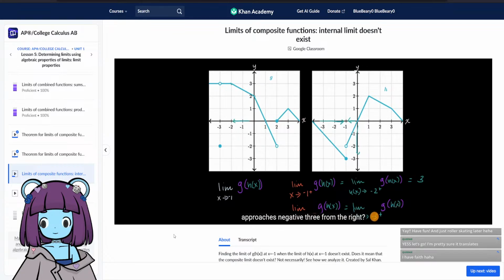Limit that one. -3 from the right. That's 3. So does that mean that this limit is 3?